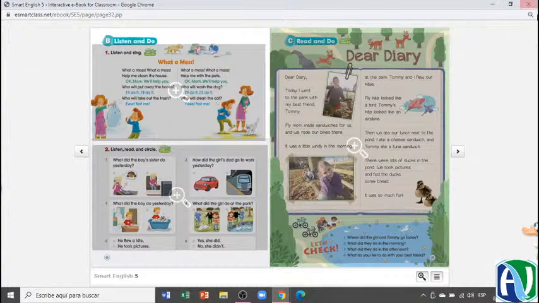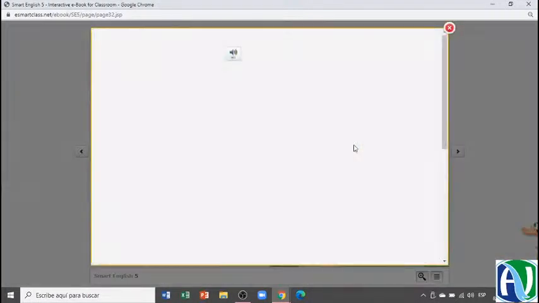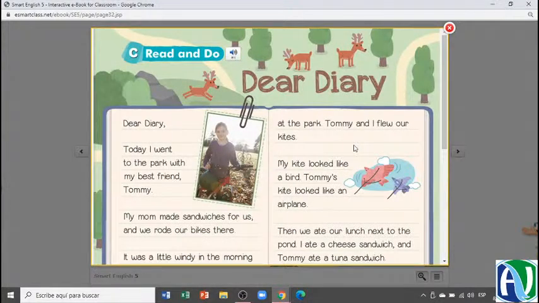Vamos entonces, ya no me va a dar tiempo de leer con ustedes, pero esta parte la vamos a trabajar el día viernes en clase, ok. We are going to have a class a little bit different. Vamos a tener una clase un poco diferente.